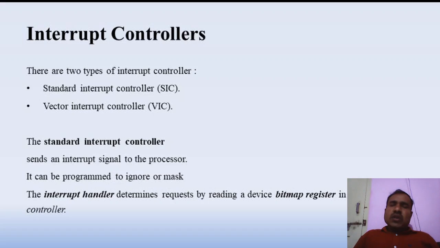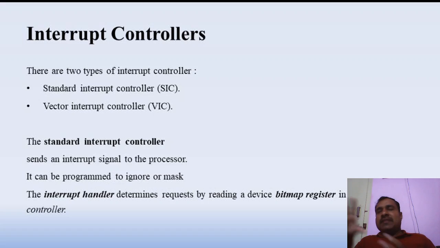One more important controller in ARM is the interrupt controller. Whenever a device or a peripheral requires the attention of the processor, it will raise an interrupt. These interrupts have to be serviced. So the processor stops whatever it is doing and services the request. Now to handle these interrupts, we have a specialized peripheral called the interrupt controller. Normally there are two types of interrupt controllers available. One is the standard interrupt controller, another one is the vector interrupt controller.